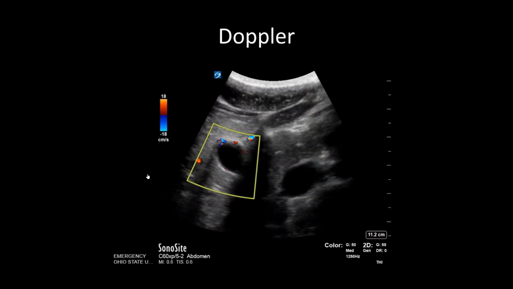There are many anechoic structures in the right upper quadrant: the portal vein, the IVC, the aorta, the gallbladder, and the hepatic vessels. The gallbladder is the only one of these, outside of the common bile duct, that will not have flow within it. Placing color Doppler over these structures will help the provider to identify the gallbladder.